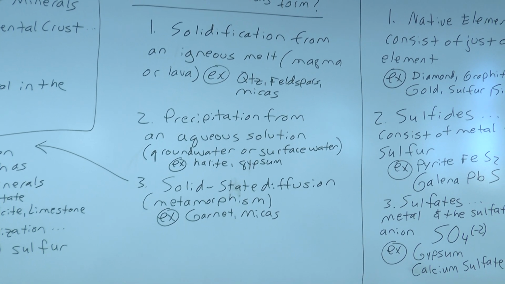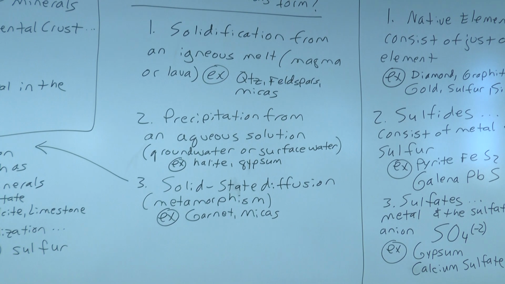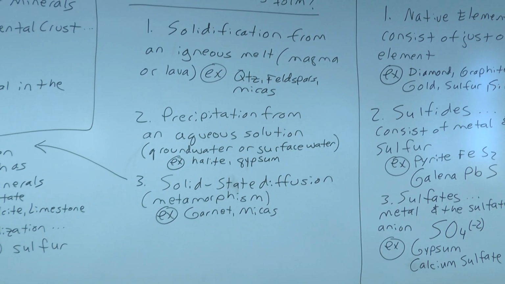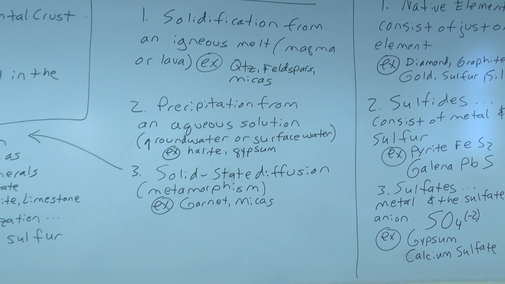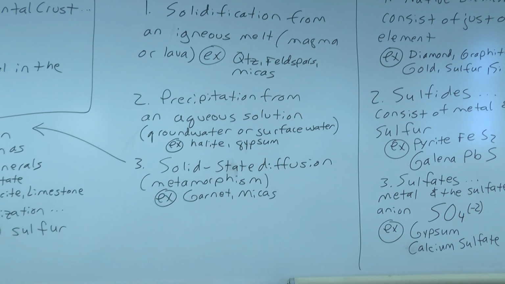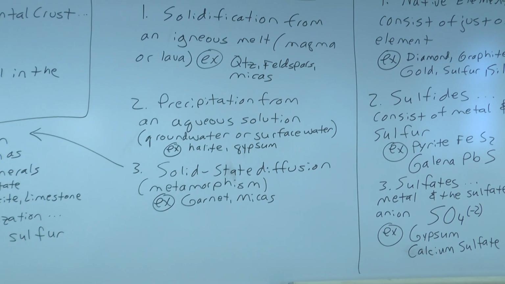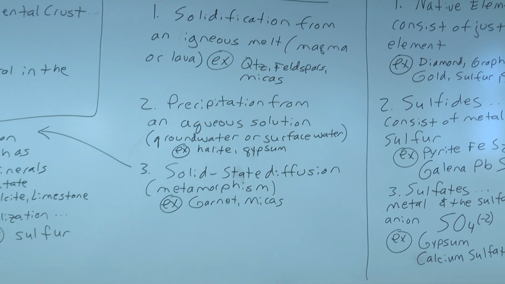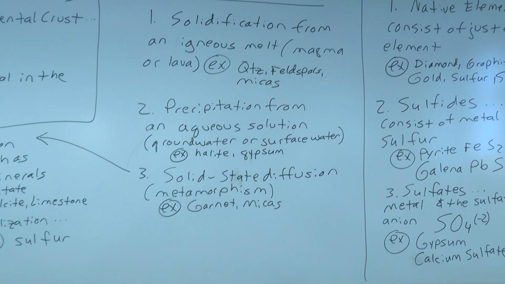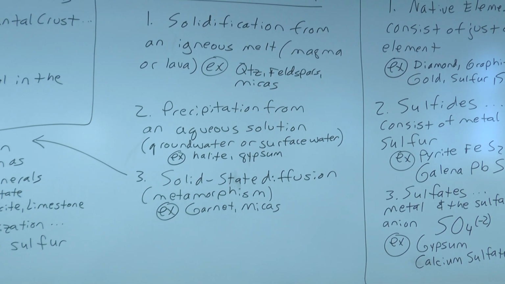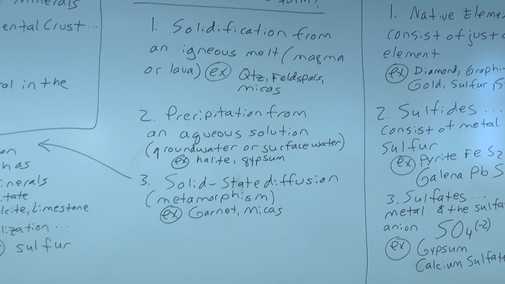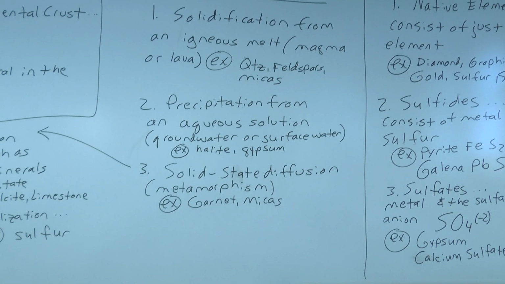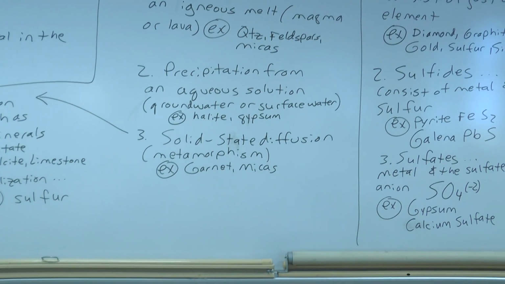Number 2, precipitation from an aqueous solution. Aqueous solution means a water solution, so this could be groundwater or surface water. Examples of minerals that grow out of a water solution are halite, NaCl, table salt, and gypsum, calcium sulfate. I think for most classes, I did have a chance to hold up the halite and the gypsum and let you guys get a look at them from a distance. Remember that halite is table salt, gypsum is what makes up sheetrock or wallboard.